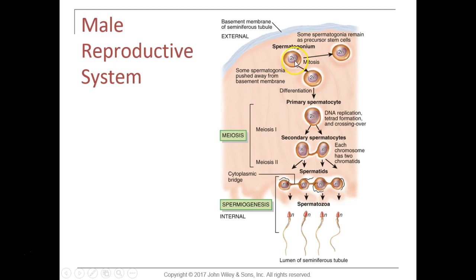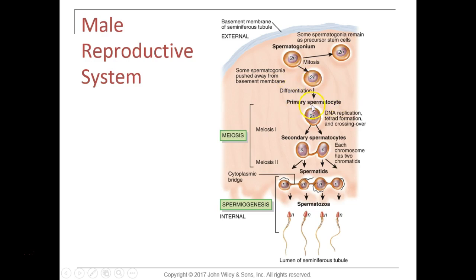That's what 2N means. It means there's two sets of each chromosome of the 23 chromosomes inside the cell, and so it has 46 chromosomes. 23 of those came from the person's mother and 23 came from the person's father. The spermatogonium cells have the ability to undergo mitosis, which means they can clone themselves. So a male never runs out of the cells that have the potential to produce sperm cells.